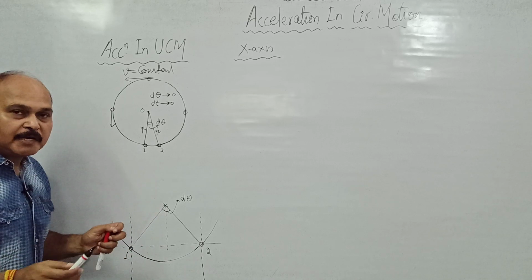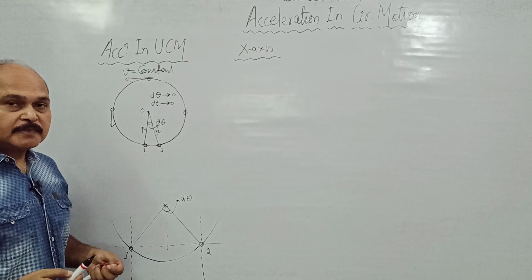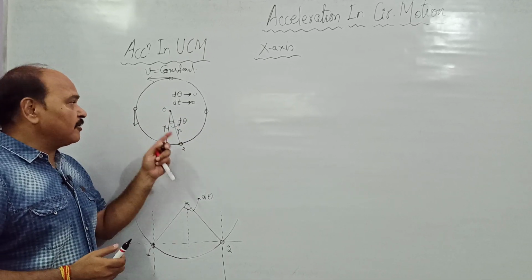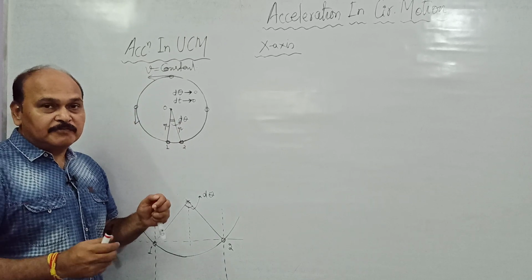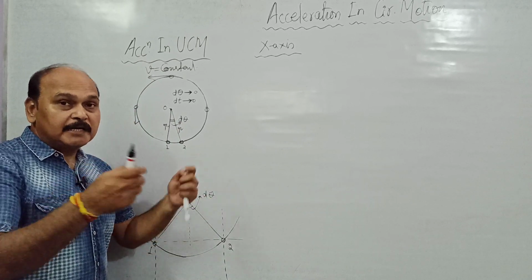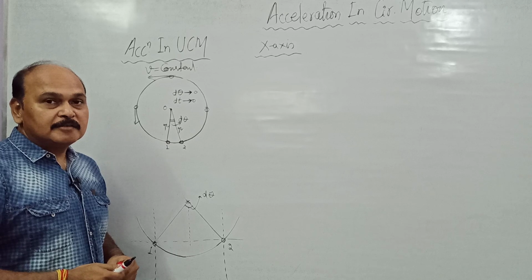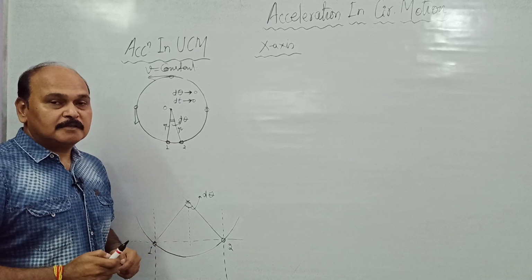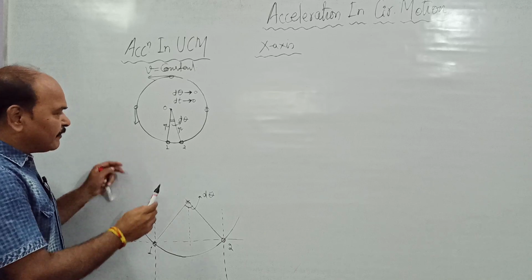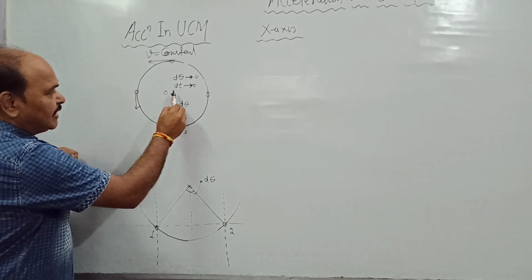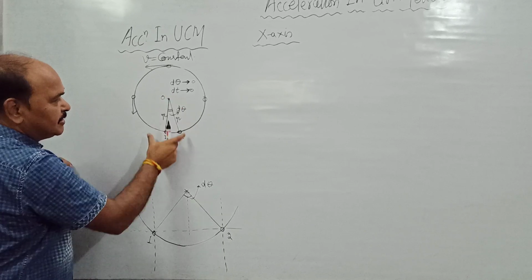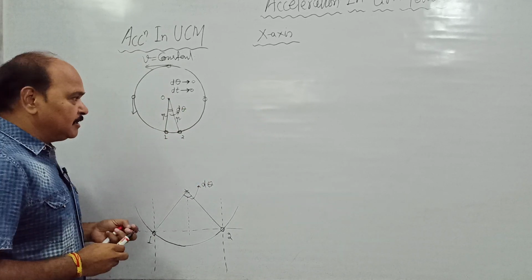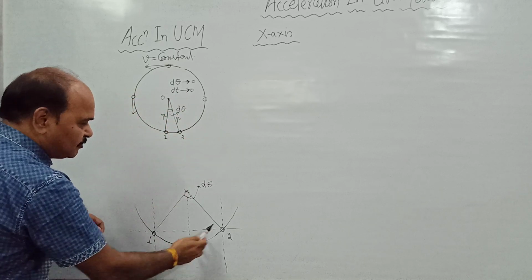We are going to find out by resolution method. There are a number of ways we can find out acceleration. We can find out acceleration by unit vector method. We can find out acceleration by similarity of triangles. But the method we are going to employ is the resolution method. So what are we going to do? We are going to magnify this situation. This part is going to be magnified so that we can see the resolution of vector very clearly.